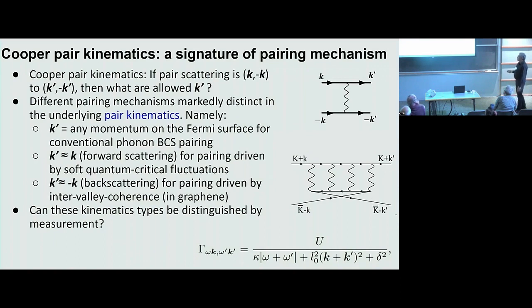So if you have typical Cooper pair attraction, phonon mediated, for instance, then there is not much of a constraint on the scattering angle. This electron can scatter from momentum k to momentum k prime, and the angle between k and k prime is unconstrained. Then for other pairing mechanisms, which are due to a quantum critical soft mode, so for example, if this wavy line is a soft mode, then scattering will be mainly forward, because the momentum change will be dominated by the momentum transferred by the wavy line, which is very small. And then for other pairing mechanisms, k and k prime will be nearly opposite to each other.